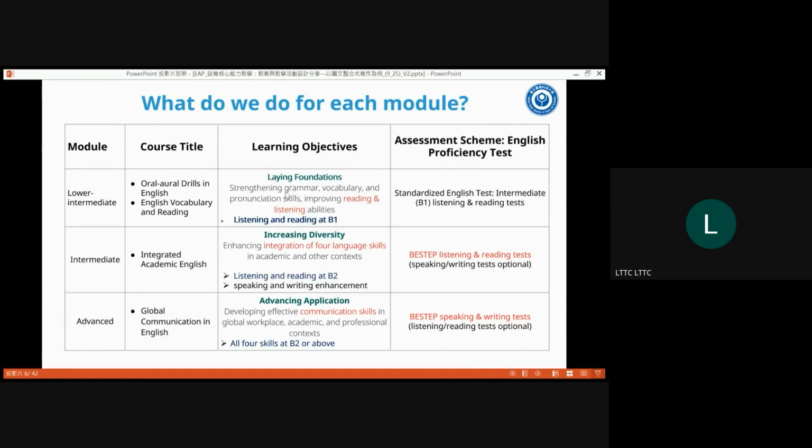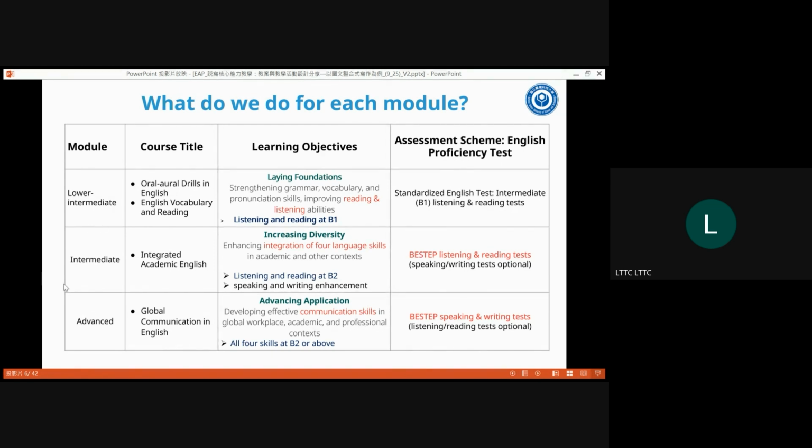The learning objective is that we are trying to lay foundations because students tend to be low achievers in this module. So our learning objectives are to strengthen their grammar, vocabulary, and pronunciation skills, to improve their reading and listening abilities. And the goal is to bring their listening and reading ability up to B1 level.